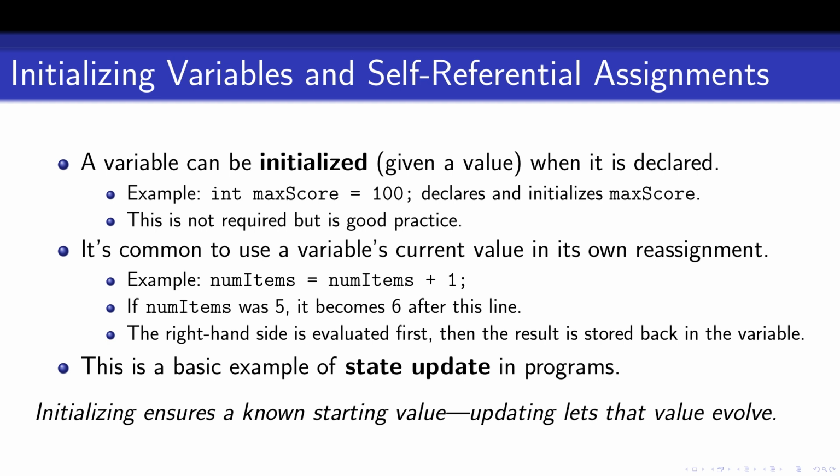It's also very common to use the same variable on both sides of an assignment. For example, numItems = numItems + 1 increments the current value by 1. If numItems was 5, it becomes 6. The program evaluates the right-hand side first, reading the current value of numItems, adding 1, then stores the result back into numItems. This pattern is essential for tracking changes in loops and counters. It's worth noting that while you can update a variable's value after declaring it, initializing right away helps with both clarity and safety in your code.